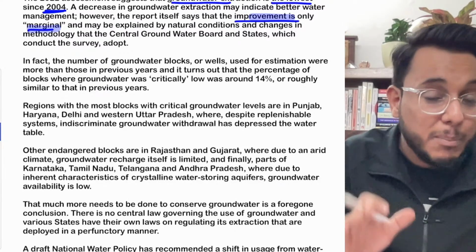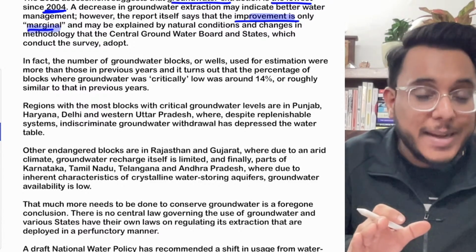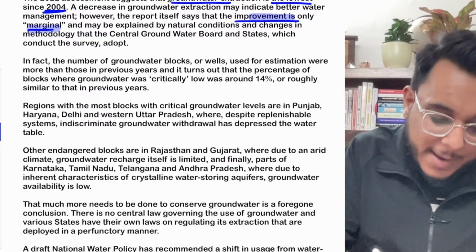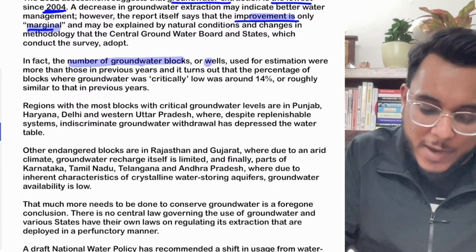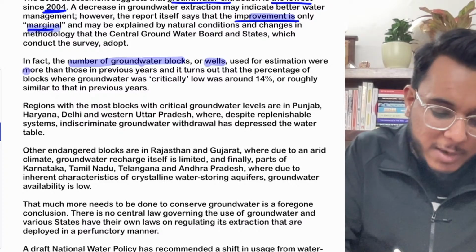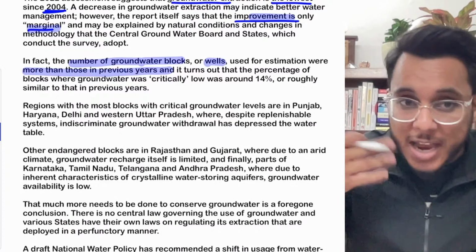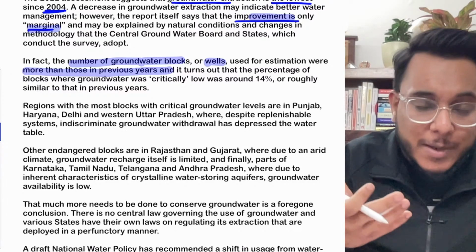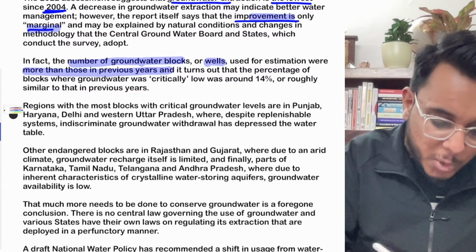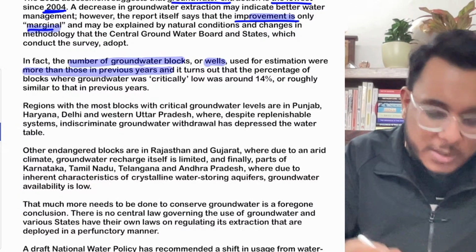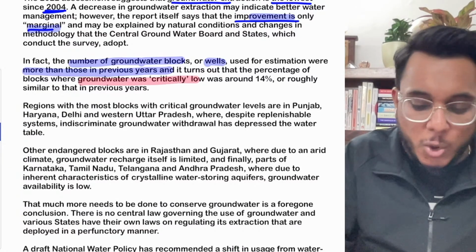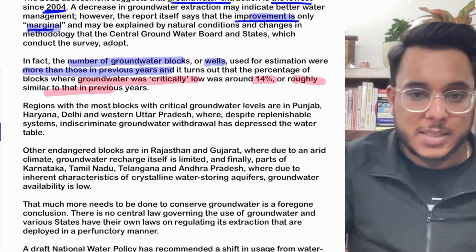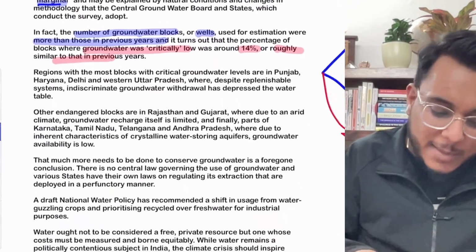Now in this particular direction, it has been provided that at the same time we might also see that it might be because the parameters that have been used are different. For example, in this particular 2022 report, the number of groundwater blocks and wells that have been used for estimation were more than in the previous years. So as we have taken the data from more wells, blocks, etc., the percentage can change. Moreover, the blocks where the groundwater was critically low were around 14%, which is similar to the previous years. So the point is that the condition is not that good either.